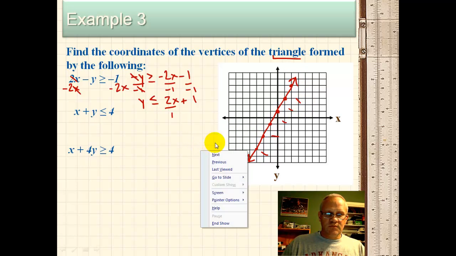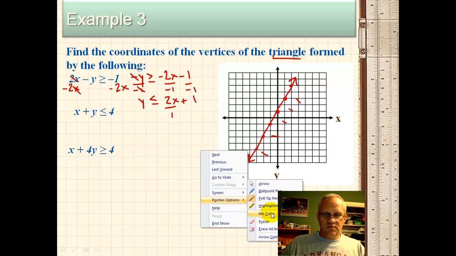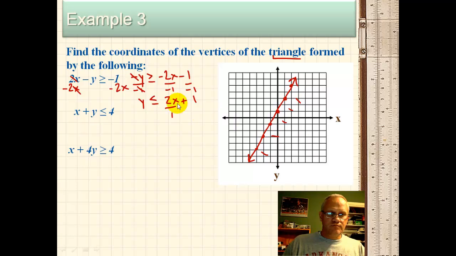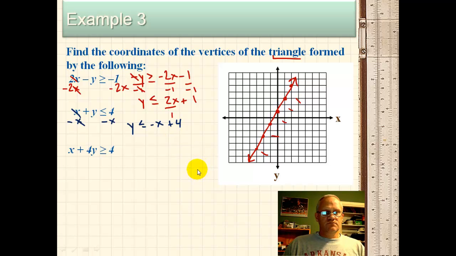Next, let's go to blue. This one, all we have to do is minus x. That one's not too bad. So we have y is less than or equal to negative x plus 4. Okay, so that's the next one we're going to graph. 1, 2, 3, 4. We're going to start right here. And then we're going to go down 1 over 1, down 1 over 1. It's going to look something like this.